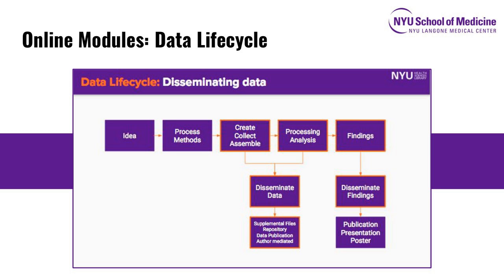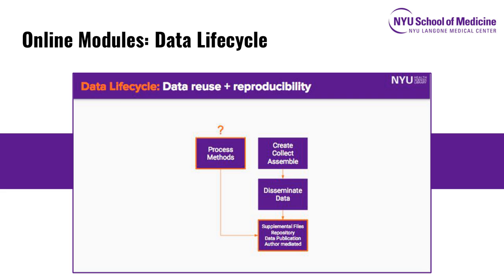The second module was about the data lifecycle. Specifically, we wanted to focus on the data lifecycle from the perspective of disseminating research data, not just the findings of research in the form of a publication or a presentation or a poster. And this lifecycle also highlighted the idea of data reuse and reproducibility. So we wanted to, again, emphasize the importance of making sure that the methods and what was used to collect, create, and assemble the research data was also being taken into account for the purposes of research data management.